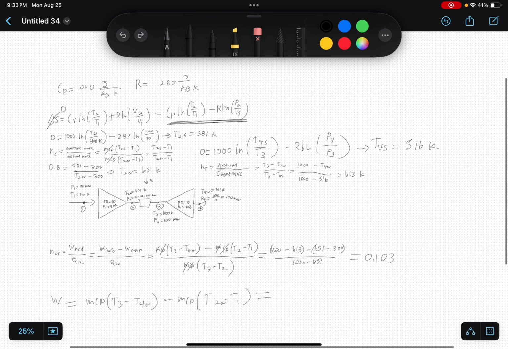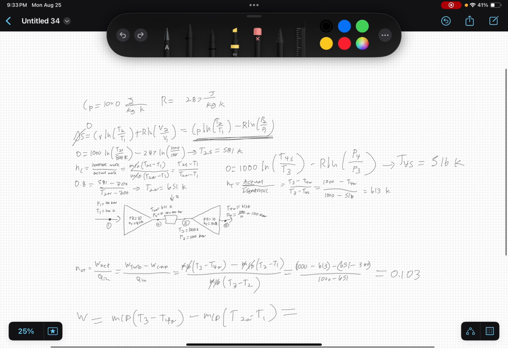That is literally it though. That is all of the compressor and turbine stuff in thermo. Cool beans.